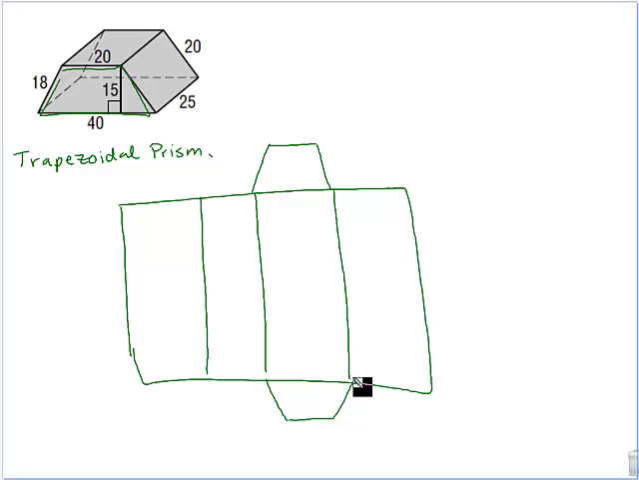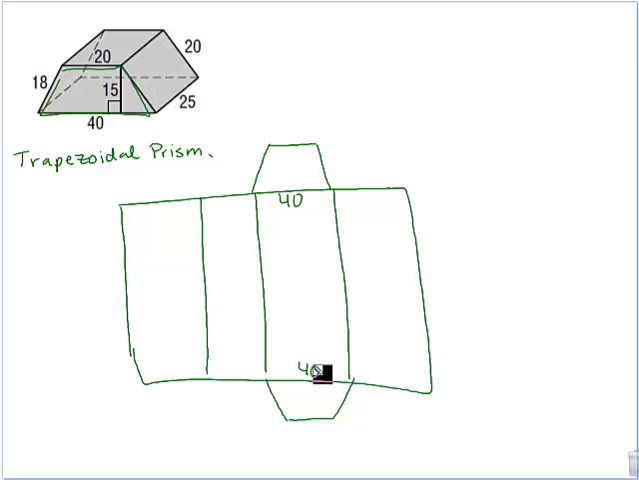Now we want to label. So, look at your trapezoid. This bottom length here says 40. Where is that going to go? On the bottom of the trapezoid. Yeah, where the trapezoid and the rectangle meet. So those would each be 40.